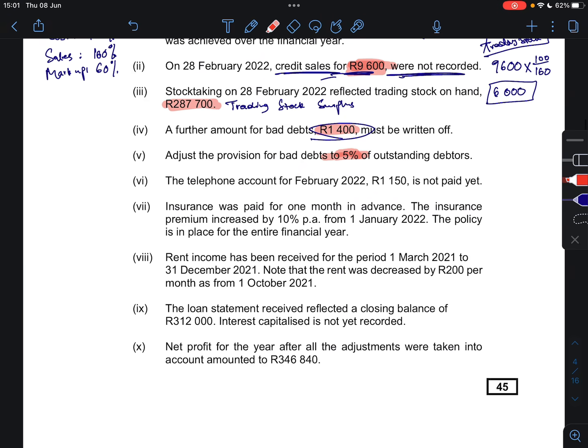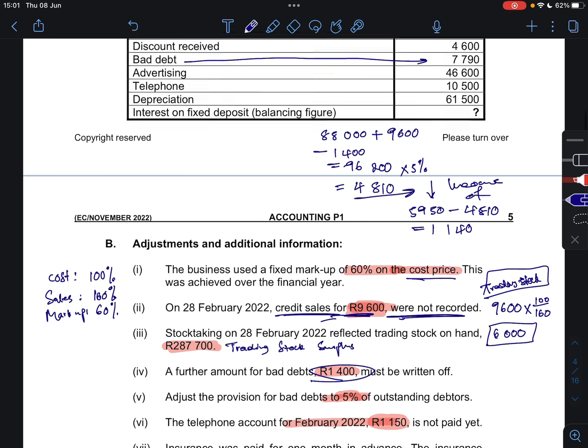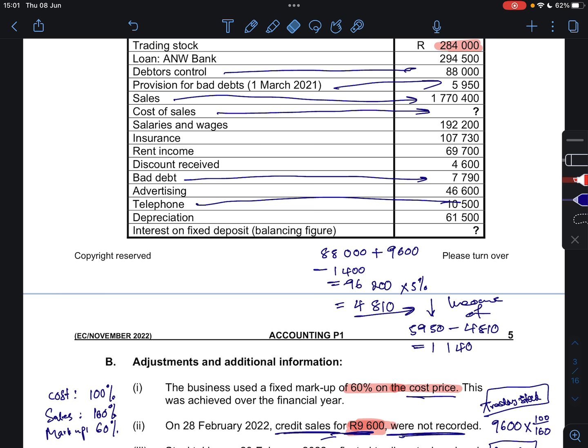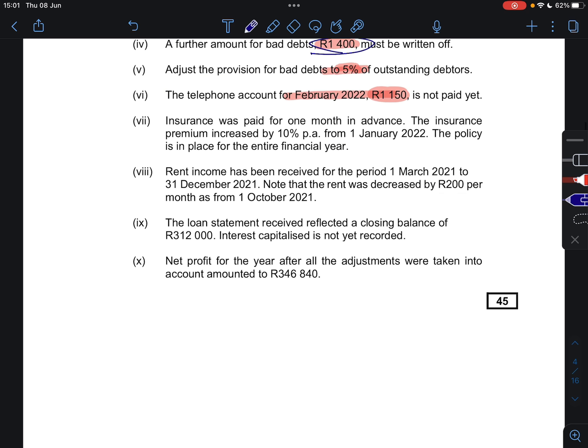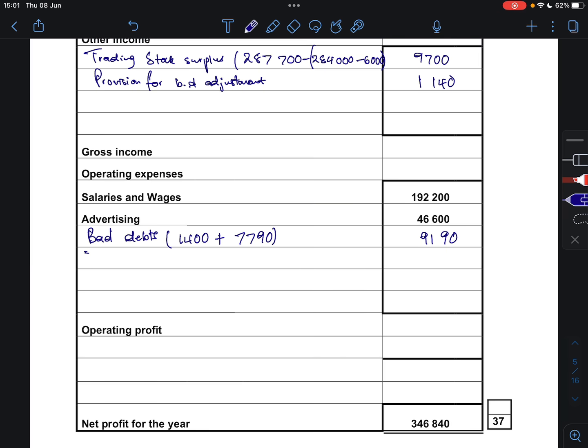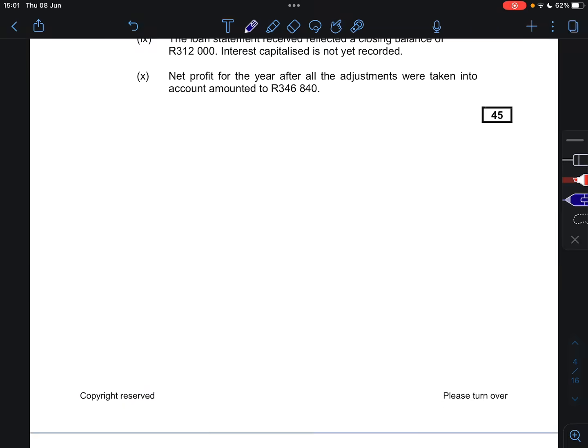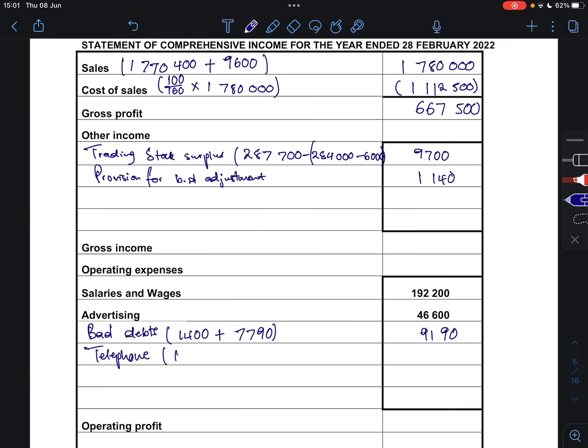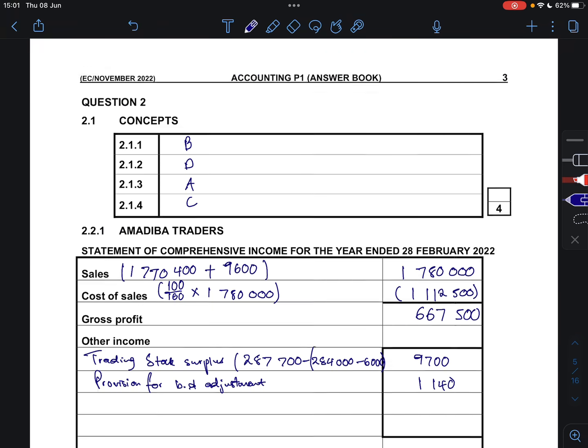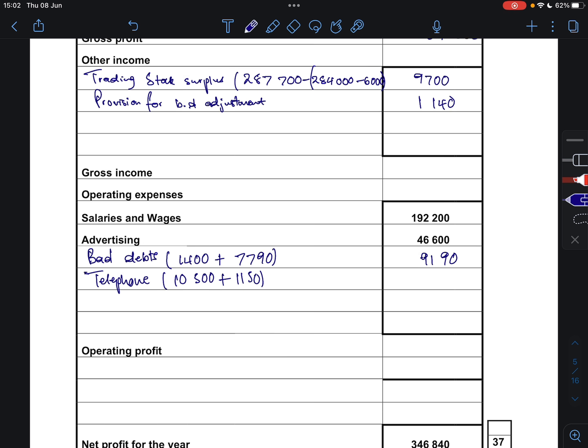And then number 5, it says the telephone account for February 2022 was 1,150. It's not paid yet. So how much have we paid during the year? 10,500. That's the amount, 10,500, but we haven't paid 1,150. So that's the telephone. We have paid 10,500 plus 1,150. Is that correct? Let's check. Yes, 1,150. And when we add these two amounts, they give us 11,650.